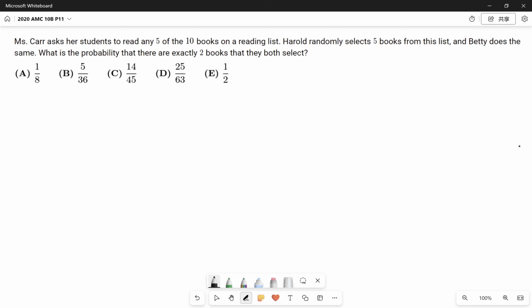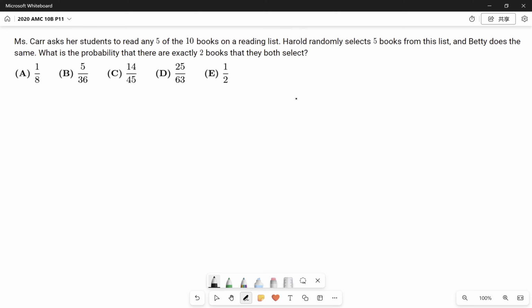Okay, so this is problem 11 on the 2020 AMC 10B. Miss Carr asks her students to read any 5 of the 10 books on the reading list. Harold randomly selects any 5 books from this list, and Betty does the same. What is the probability that there are exactly 2 books that they both select? And there are 5 options: A, B, C, D, E.